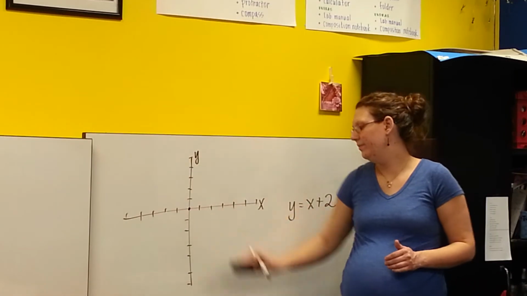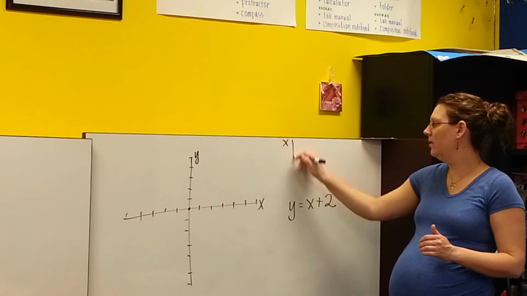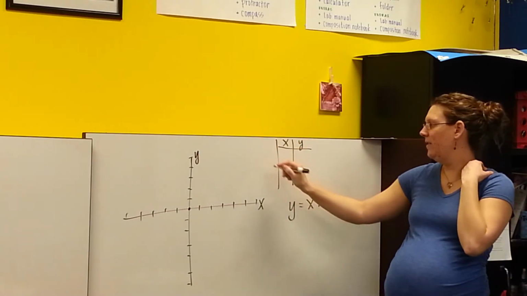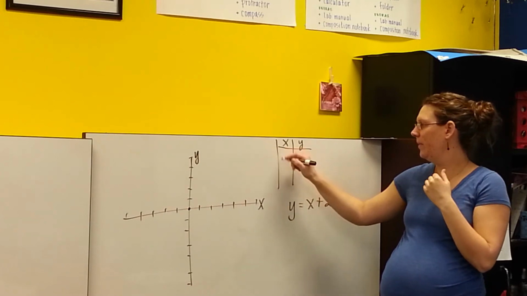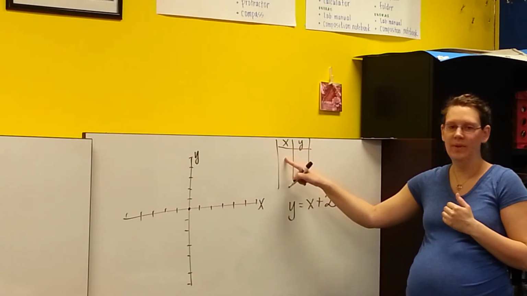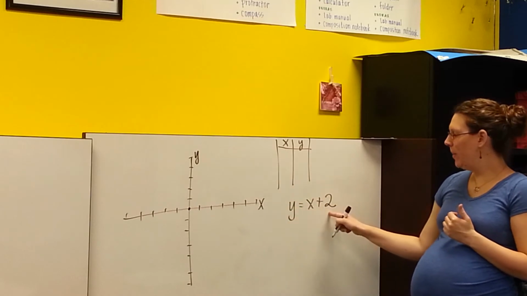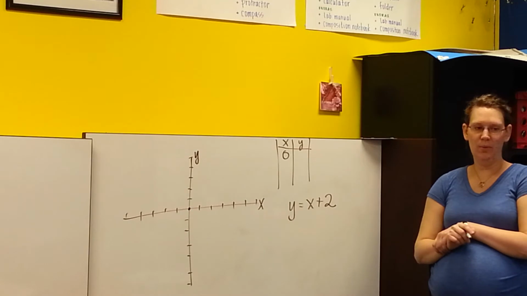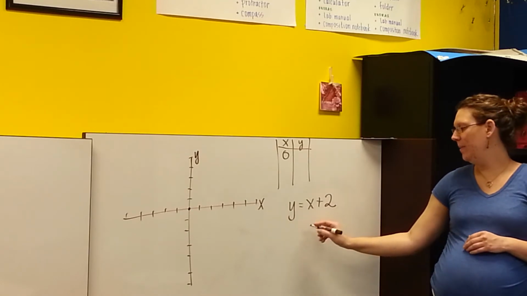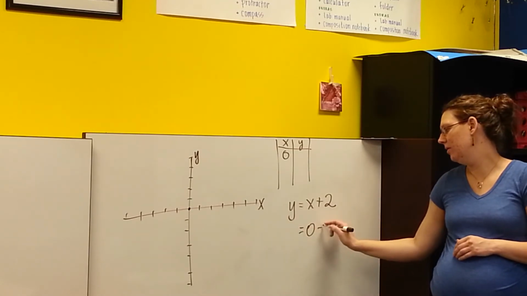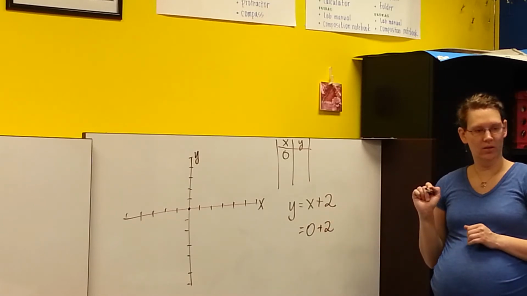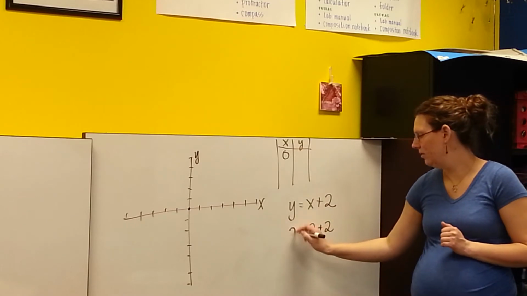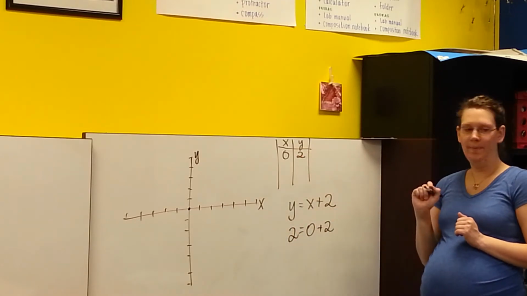And on your table, you're going to have an x column and a y column, and then you're going to have kind of a 'you pick the number' set up here. Okay? So for this one, if we pick that x equals 0, or Shay, what does y equal in this equation? If we pick that x equals 0, what does y equal? Out loud, please. 2. So, we plug it in.